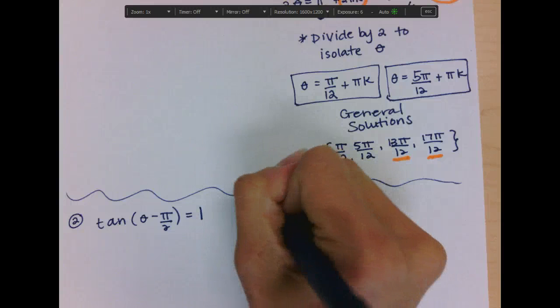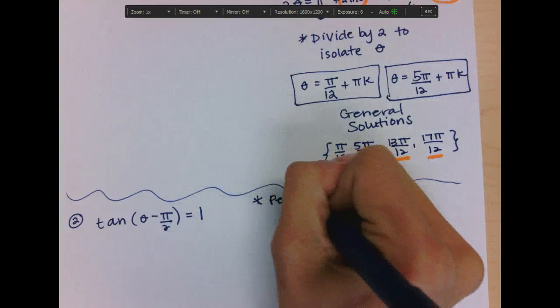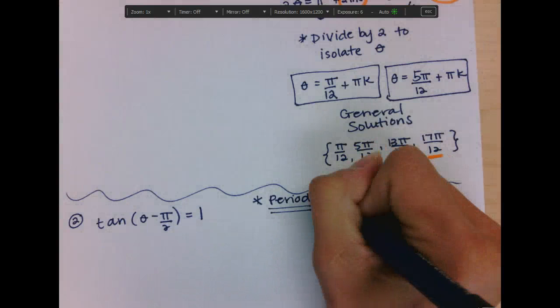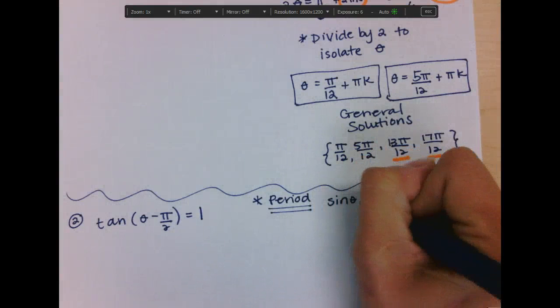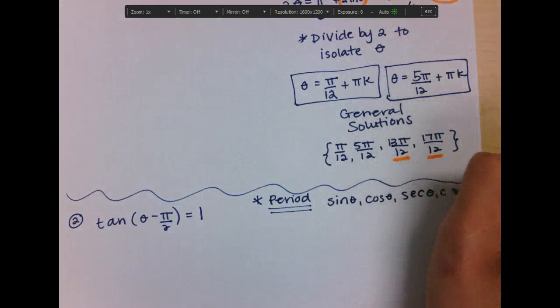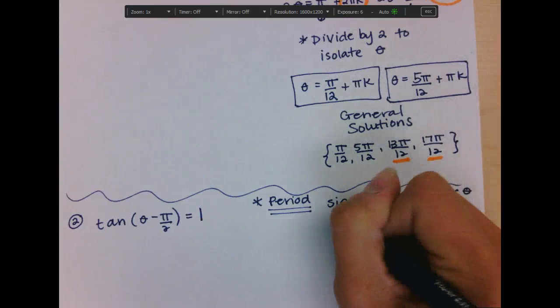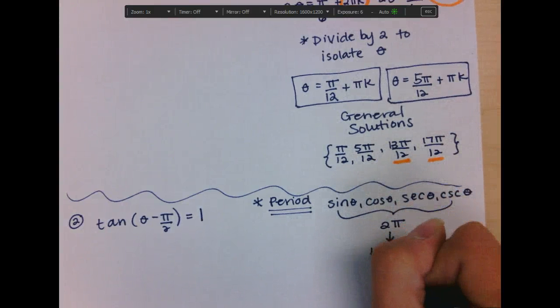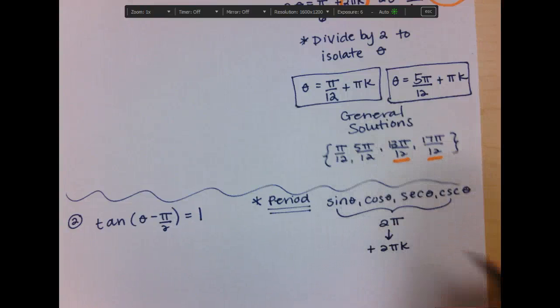One of the things you want to remember are the periods of the different functions. When we're working with sine, cosine, secant, cosecant, the period of all of those functions is 2 pi. So in our general solution, we have to add 2 pi k.